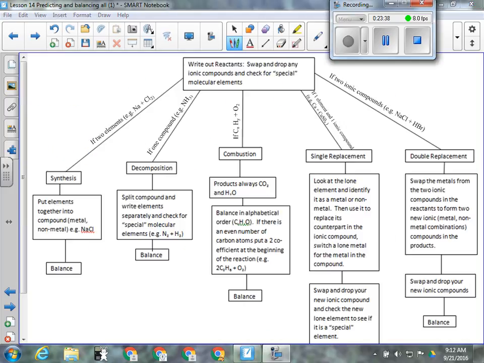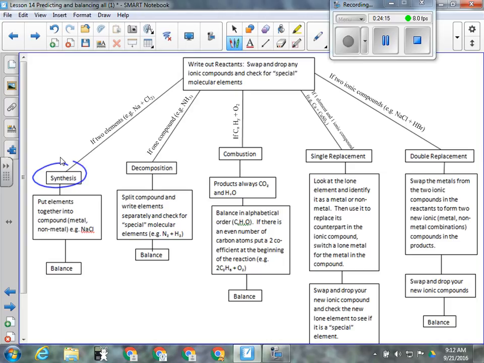The flow chart can help you with each one. Write out the reactants. That's our first step. Swap and drop any ionic compounds and check for special molecular elements right at the beginning. If you're given the reactants in words, you would have to do that. If your reactants are 2 elements, for example, sodium and chlorine, that would be a synthesis reaction. What do you do in a synthesis reaction? You put the elements together into a compound, like sodium chloride, and then balance. If your reactant is only 1 compound, then it's a decomposition reaction.